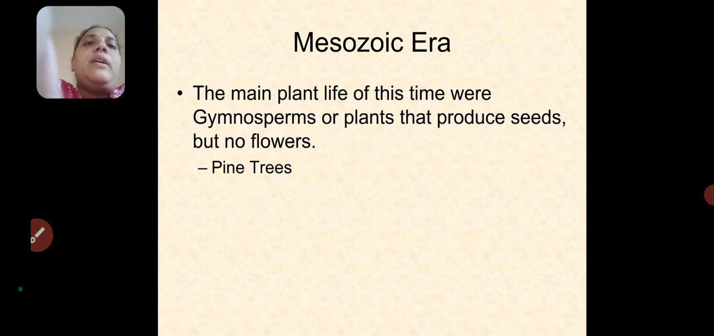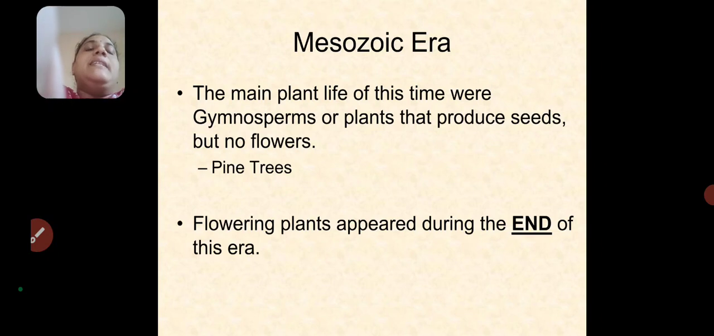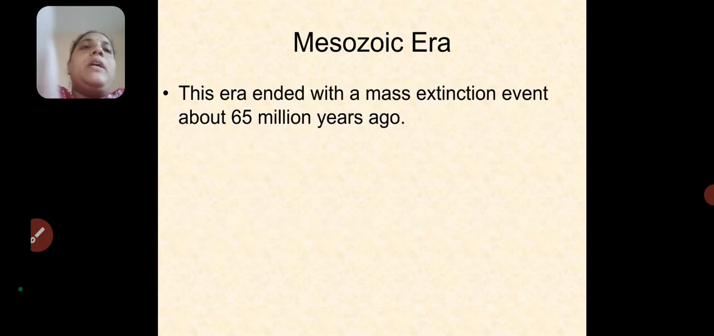In the Mesozoic era, the main plant life of this time were gymnosperms, or plants that produce seeds but no flowers. Gymnosperms show seeds but there are no flowers. Examples, pine trees. Flowering plants appeared during the end of this era. At the starting of the Mesozoic era, gymnosperms were formed. At the end of this era, the flowering plants appeared.